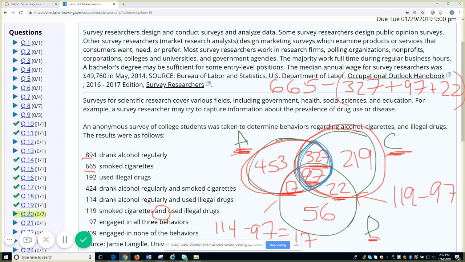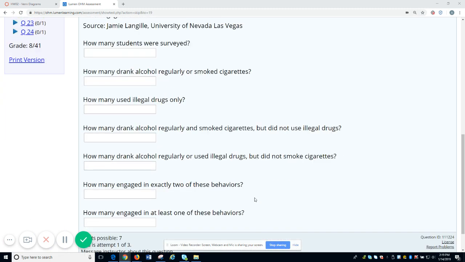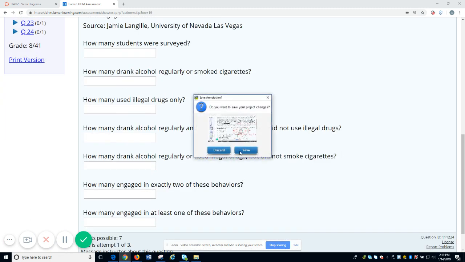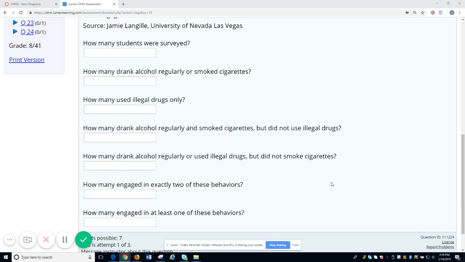Okay, so at this point, the last number that I have placed is the number of people who engaged in none of those behaviors. Of course, that number is going to go on the outside of the three circles. Okay, so what I'm going to do is at this point take a picture of our diagram, because we're going to use our diagram to answer some questions about it. Okay, so I hope you have the diagram down.